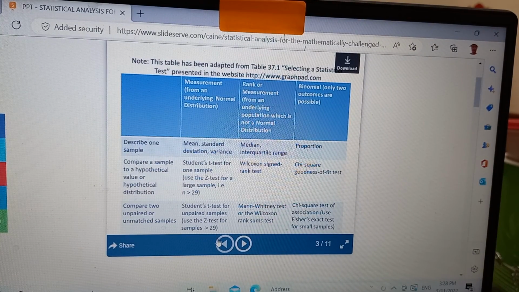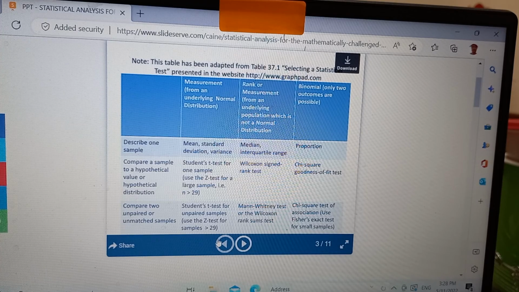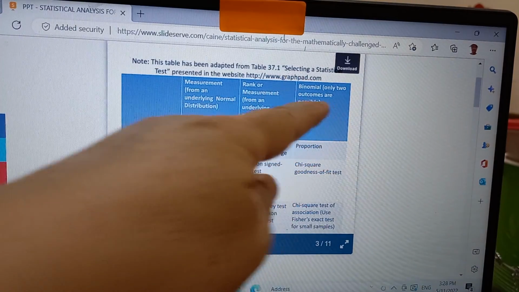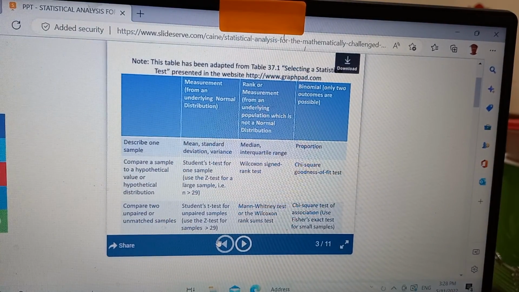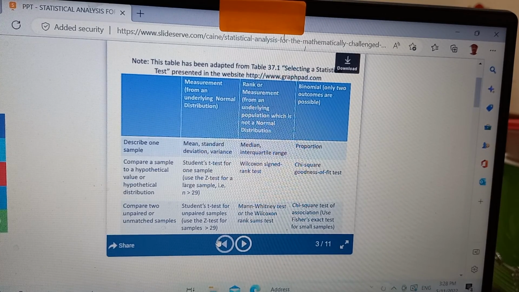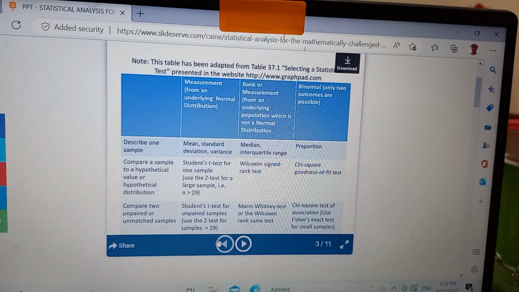Please note that this table has been adapted from table 37.1, selecting a statistical test, presented at this particular website. If you collected data, the first thing you need to do is to determine, in the top row here, whether your data has been collected from an underlying normal distribution. Normal distribution: unimodal, bell-shaped curve, symmetrical, and variables which are normally distributed include things such as height and weight. Has the data been collected from a distribution which is not a normal one, so is it skewed in some way? And third, your outcome can be binomial, only two possible outcomes.